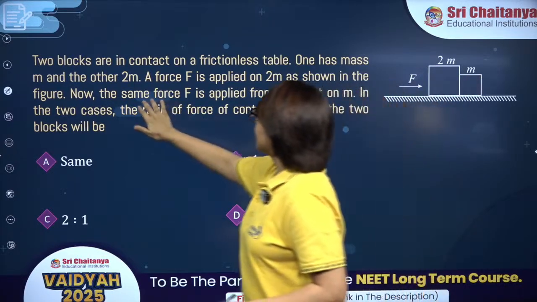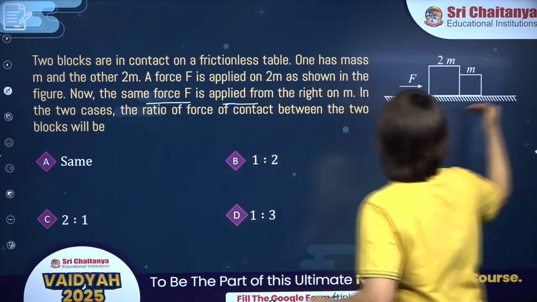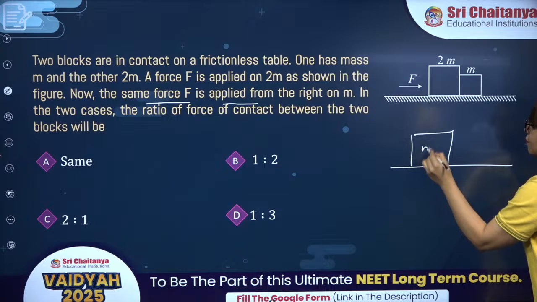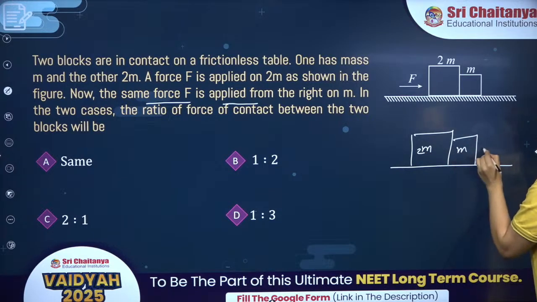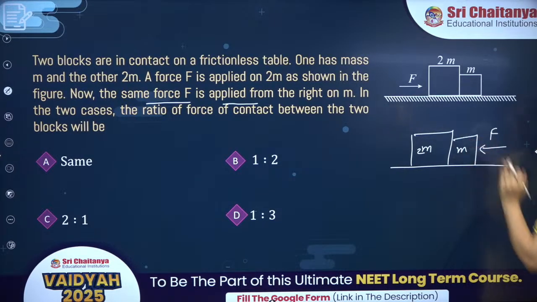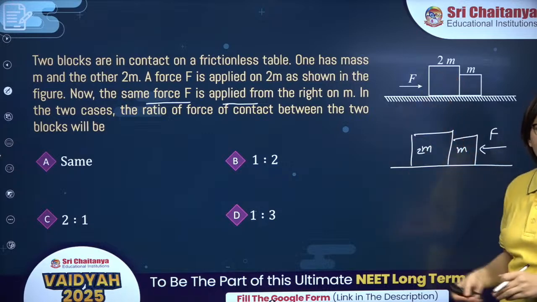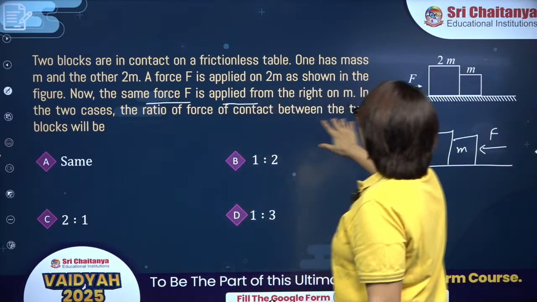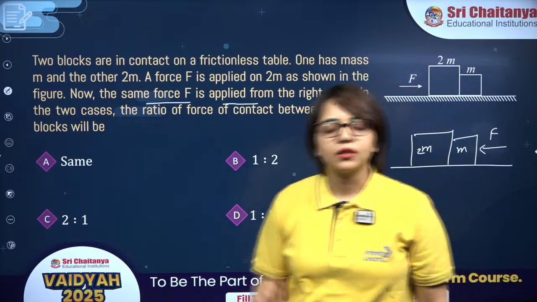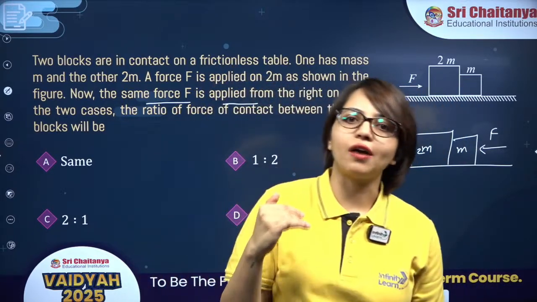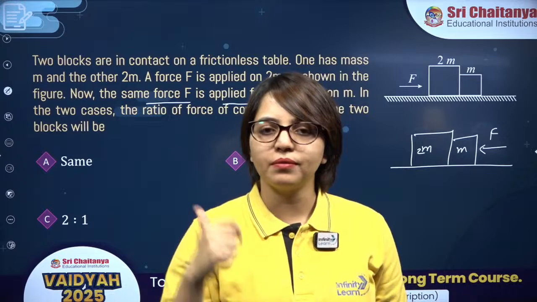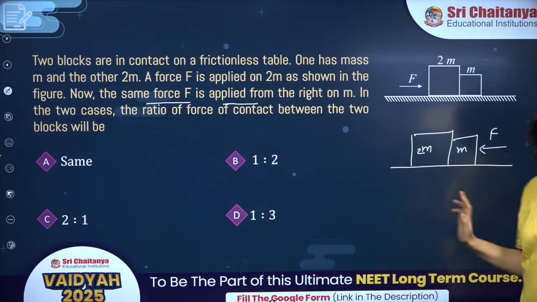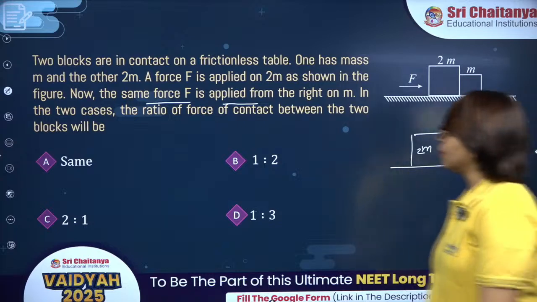Now what we are doing? We are applying the same force from the right on small m. In the second situation, we are applying the same force but on small m, not on 2m. Okay, hello beta. In the two cases, the ratio of force of contact between the two blocks will be? So in these two cases, first and second, you have to find the ratio of normal reaction between these two blocks. Okay, so try this one, come on guys.